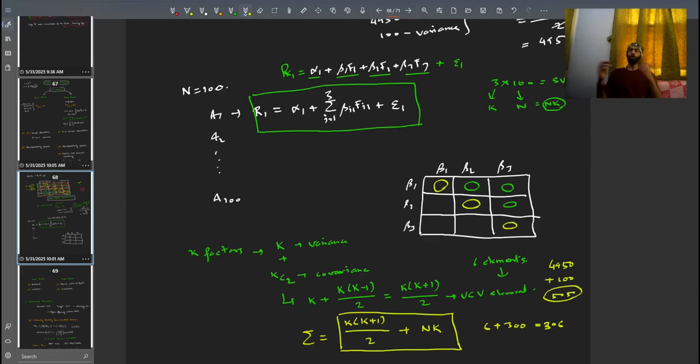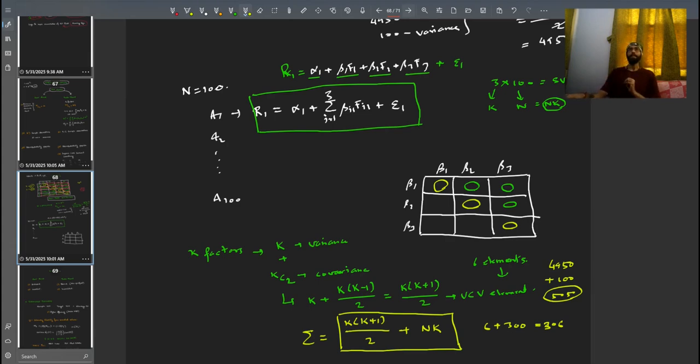So there is a huge drop in the number of elements that we need to calculate while we are doing a VCV matrix calculation. So here it becomes much easier, much simpler. Imagine if there are 1000 assets, how much will be the difference? It will be even more pronounced, right? So this is the first advantage of factor based model.